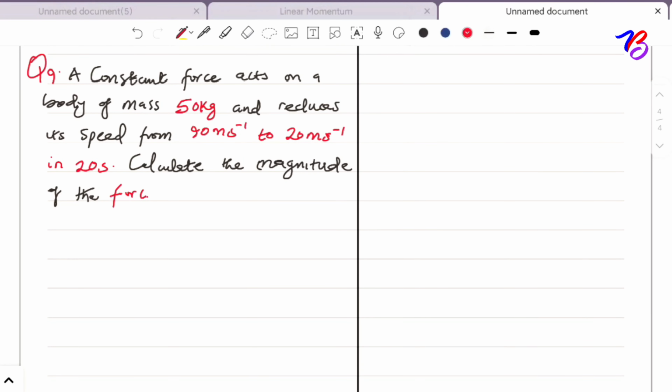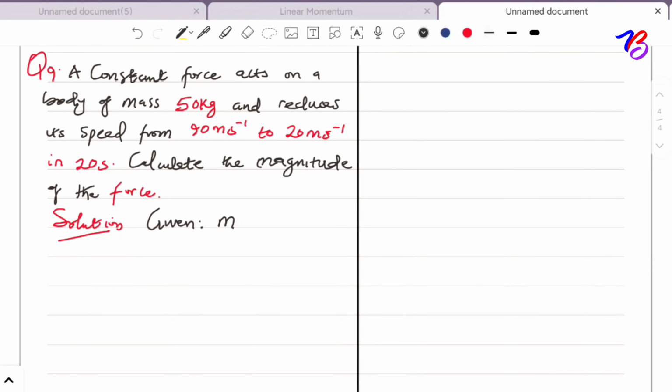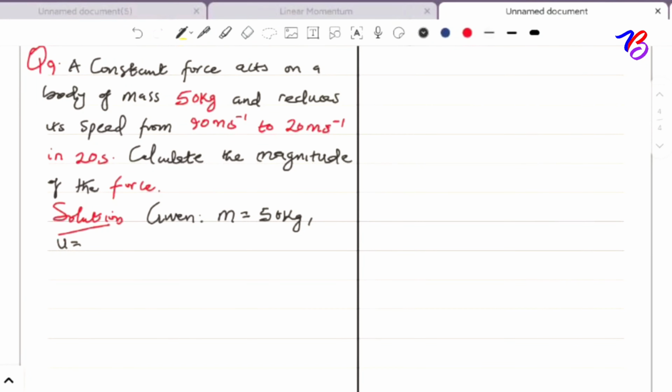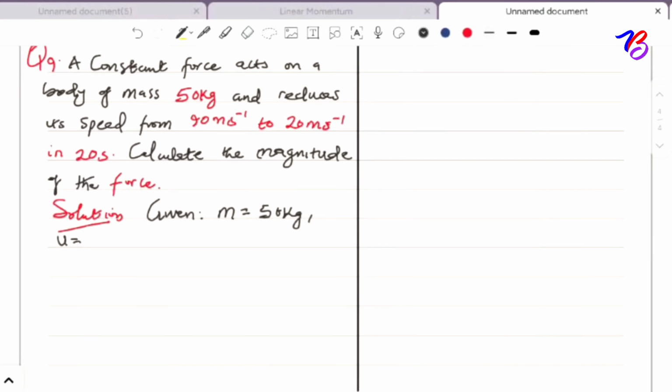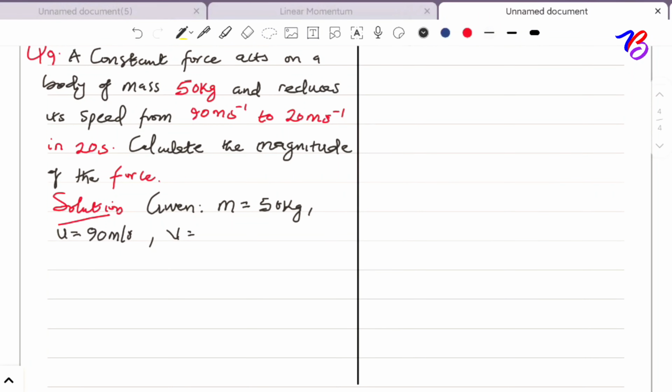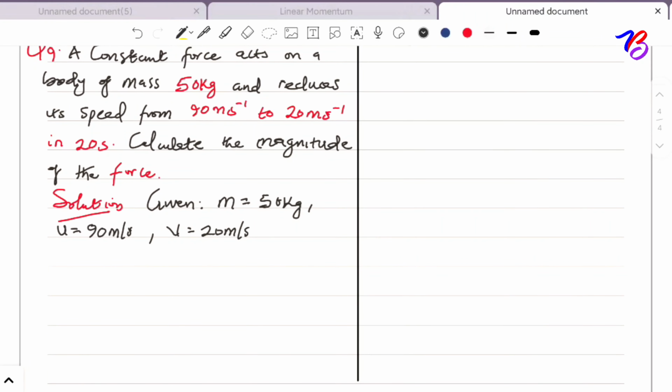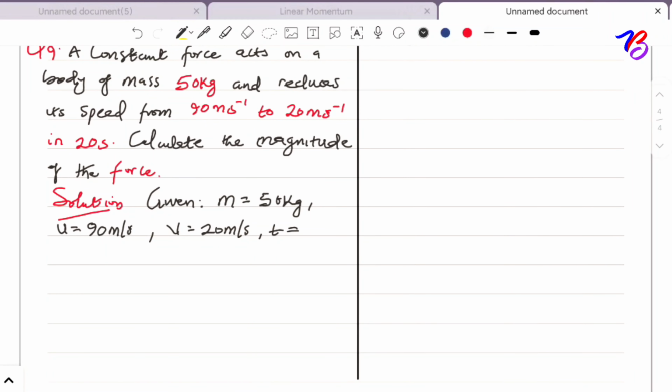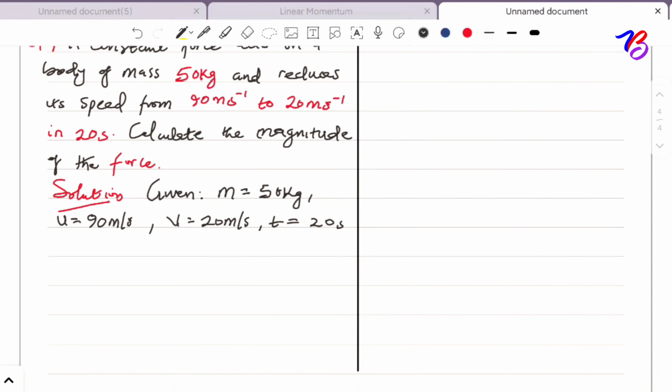The given components are the mass, 50 kg, the speed, which is motion, 90 meters per second and 20 meters per second, and then the time given is 20 seconds. Is that clear? So we're going to find the magnitude of the force. Once again, m is equal to 50 kg, initial velocity 90 meters per second, final velocity 20 meters per second, and our time is 20 seconds.